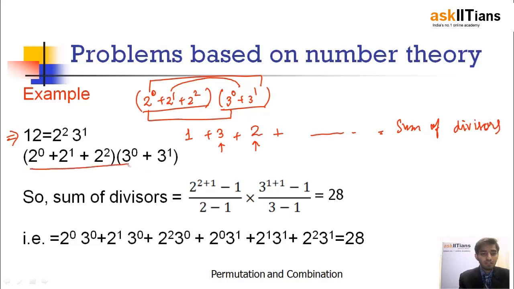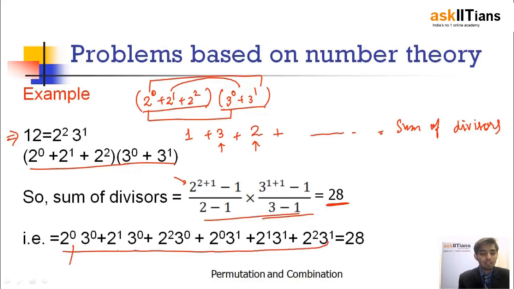So the sum of divisors will be given by this, and we can find it by using this formula, that is (2 power 3 minus 1) divided by (2 minus 1), times (3 power 1 plus 1 minus 1) divided by (3 minus 1). So the sum of all the divisors will be 28. You can find it by opening the two brackets also.